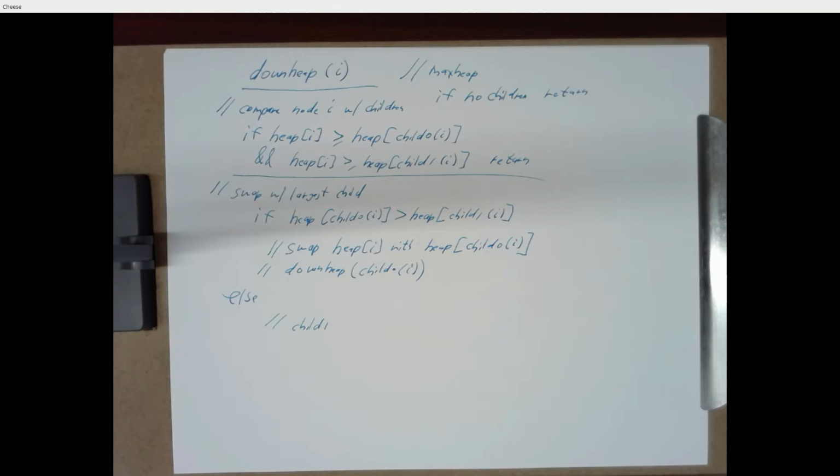And up heap is exactly the same structure. You start with a node, you compare the parent of that node to, you can compare it to both children, you really just need to compare it to the node that you're looking at. And if it's violating the heap property, swap with the appropriate child, and then up heap from the new parent, and just keep going.